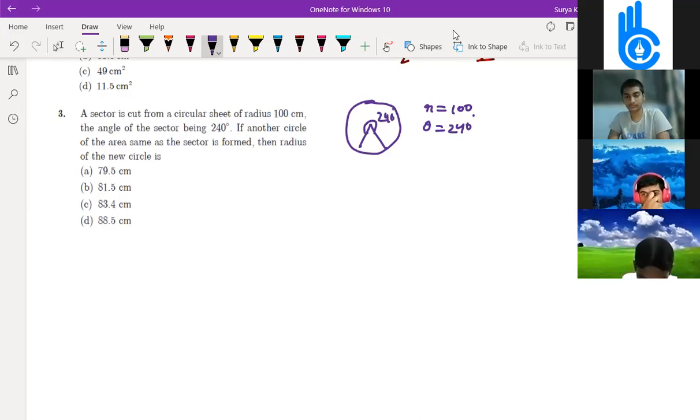Okay. If another circle of area of the same sector is formed, the radius of the new circle will be, another circle of the same area as the sector. So how to find this? Samarth, tell me how you have done.